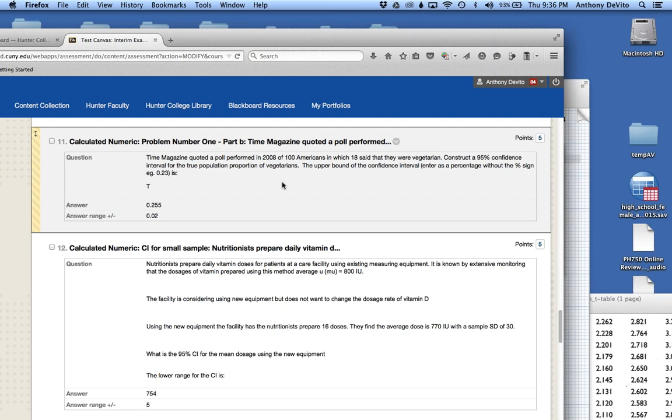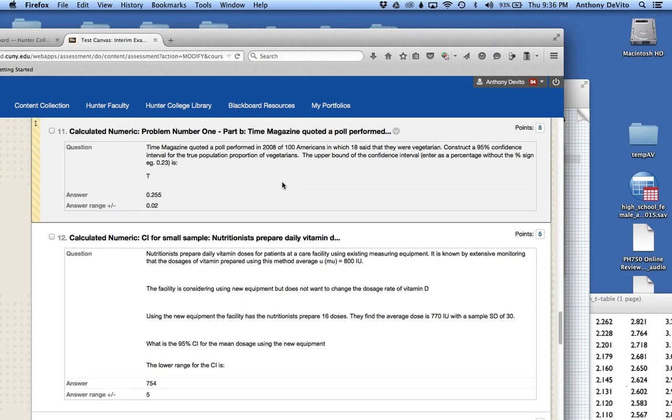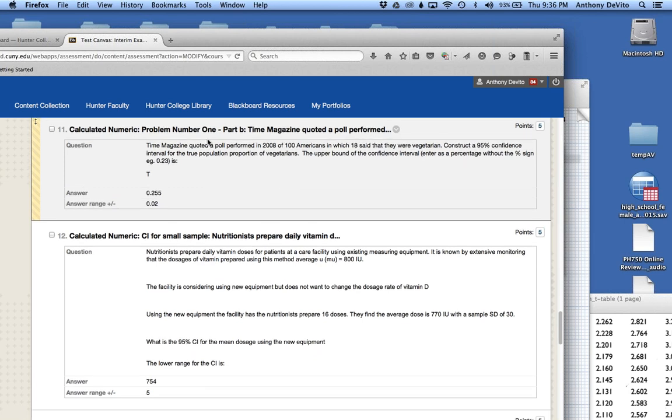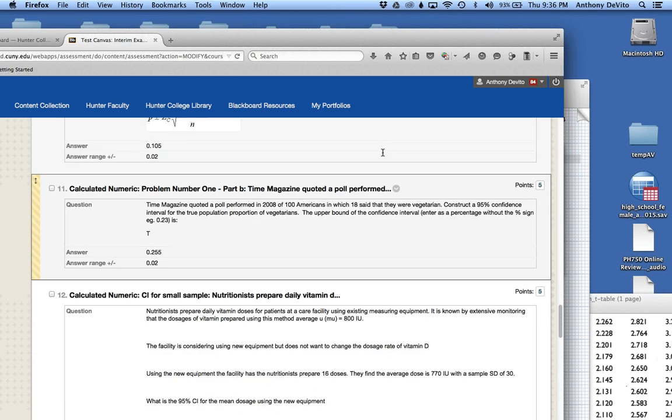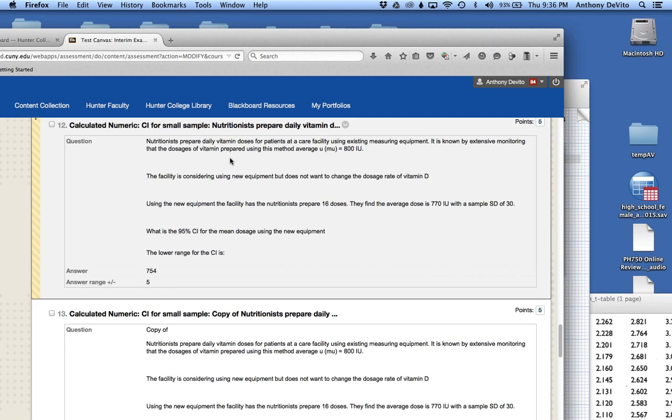I'm going to set up another session here. We're going to go over problems like what might show up on the test as well. Time Magazine quoted a poll performed in 2008 of 100 Americans in which 18, did I just repeat that myself? Yes, I did. Let's go to the next one.